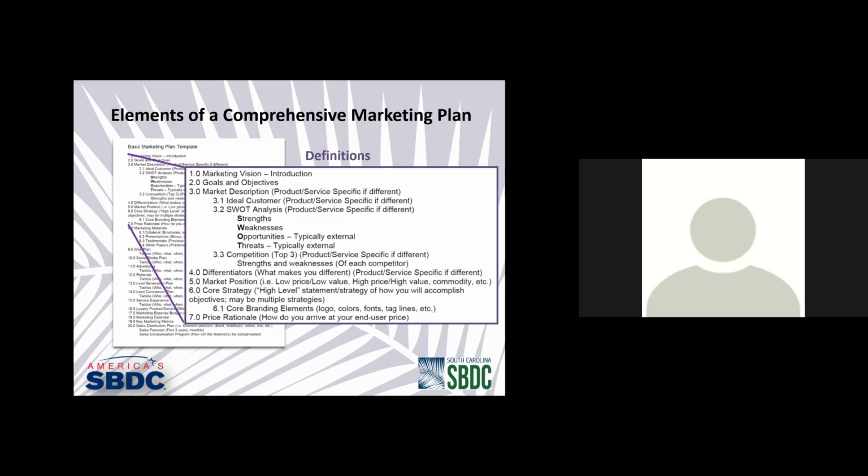So don't only look at the direct competitors, but take a look at the indirect competitors as well. What are their strengths and weaknesses, okay, of each one? What do they do best versus what do you do best? Where do they fail, and where might your weaknesses be?